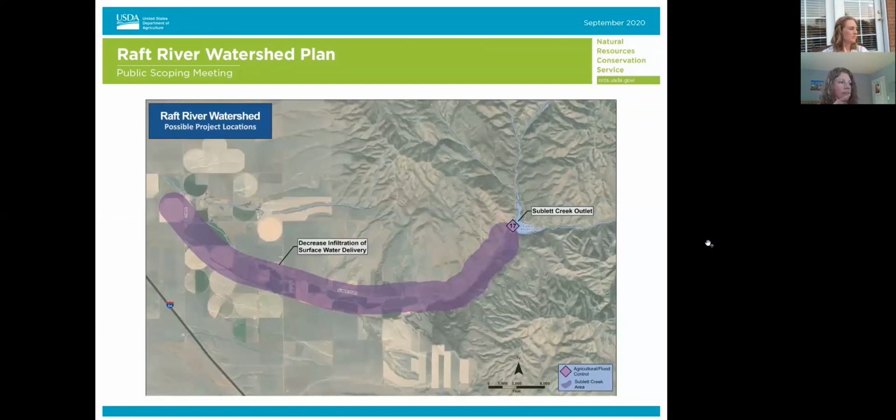The next map is a close-up of the Sublet Reservoir area, and the proposed project locations will evaluate possible improvements to the diversion system for surface water irrigation that also overlay flood control improvements. Next slide, please.